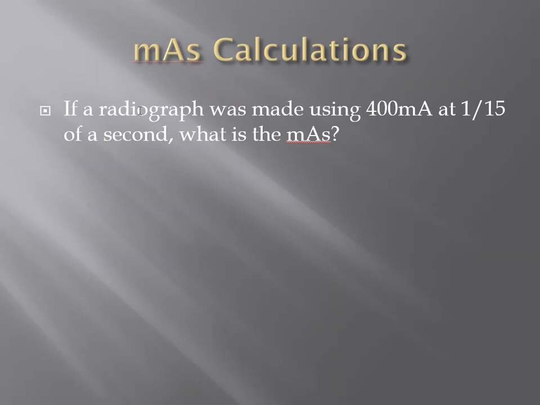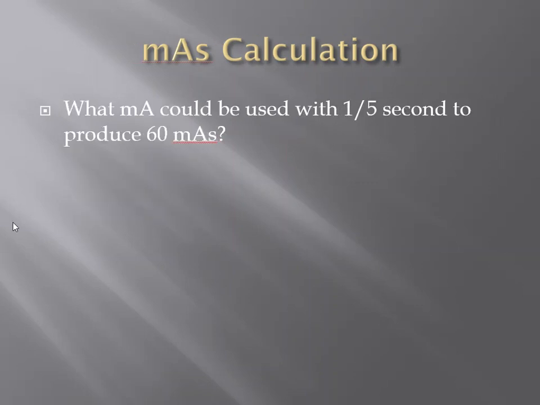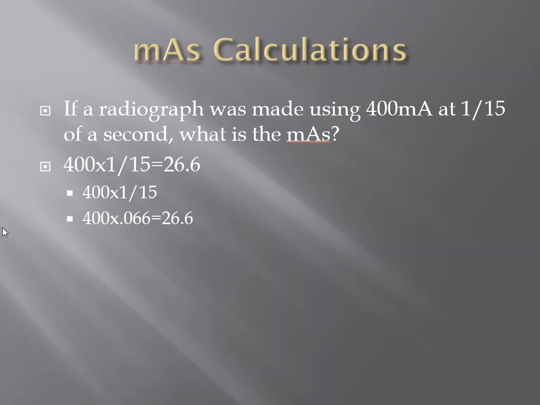Mass calculations: if a radiograph is made using a 400 MA station at 1/15 of a second, what is the mass? And that's just straight multiplication, 400 times 1/15. You can convert this to a decimal if you want to, 1 divided by 15, or you really don't have to. It would be the same as 400 over 1, times 1 divided by 15. So fundamentally what you've got there is just 400 divided by 15. That would give you 26.6 mass.